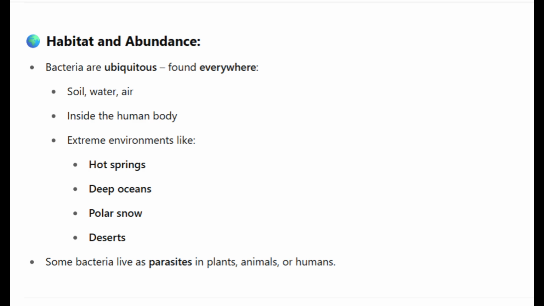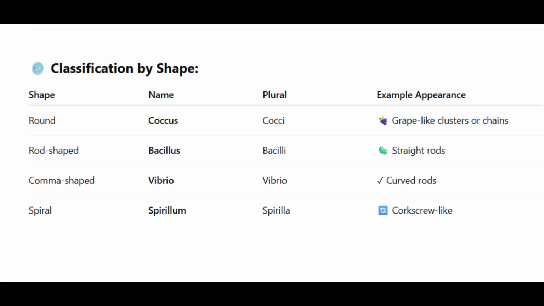Habitat and abundance. Bacteria are ubiquitous. Found everywhere. Soil, water, air. Inside the human body. Extreme environments like hot springs, deep oceans, polar snow, deserts. Some bacteria live as parasites in plants, animals, or humans.